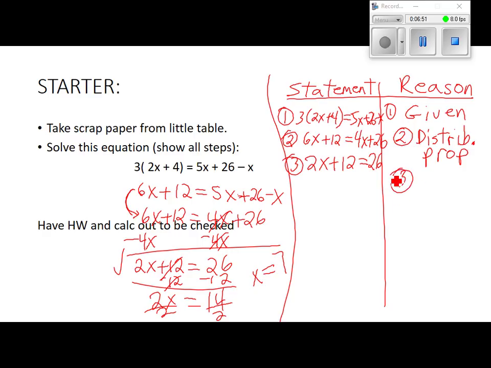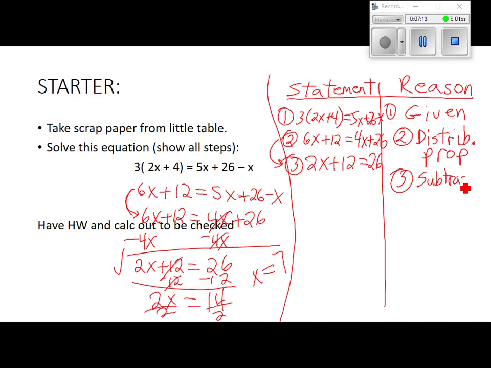How did I go from number 2 here to number 3? What did I do? I subtracted what? Subtracted 4x on both sides, right? And what we're going to learn today is when you subtract x or subtract something on both sides of an equation, this is what it's called.